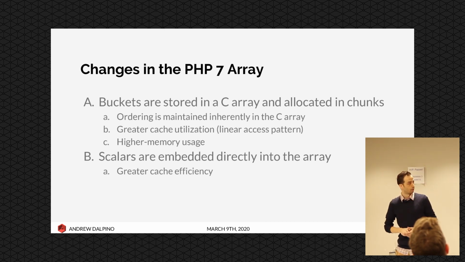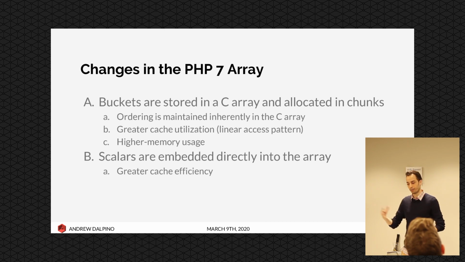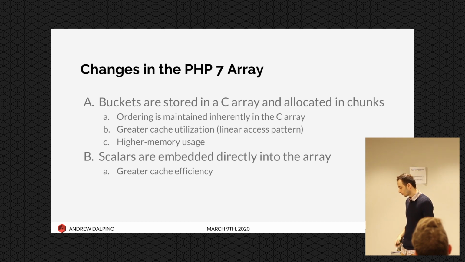But this does mean higher memory usage because we have to allocate these arrays in chunks. Specifically, they're allocated in powers of 2, starting at 8, so it'll be like 8, 16, 32, 64. It's not as easy to add and remove and just tack on an element to a C array like it is with a linked list where you just move some pointers around. So we actually have to do some fancy things to get this working, and it does result in higher memory usage. The second thing is that scalars are embedded directly into the array, and that gives us greater cache efficiency because when we traverse it, we just grab all this memory at once, and it's in the cache and it's ready to go.